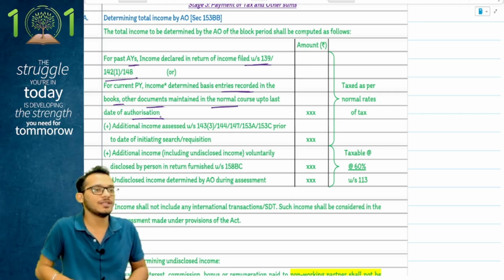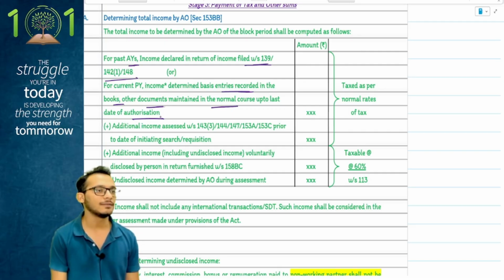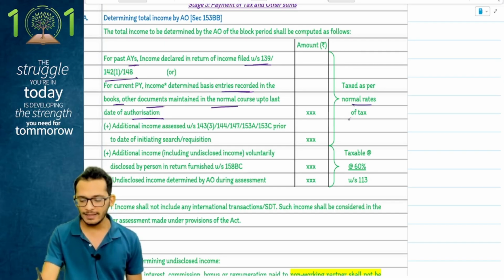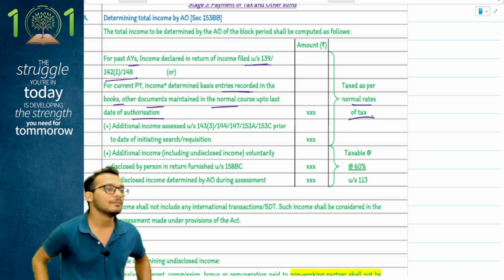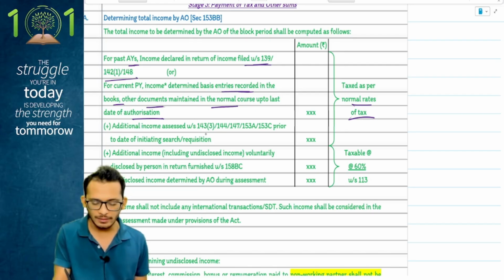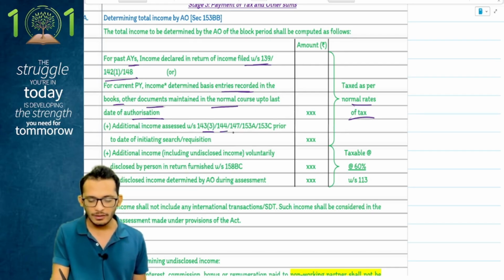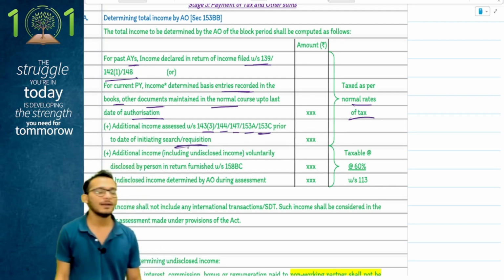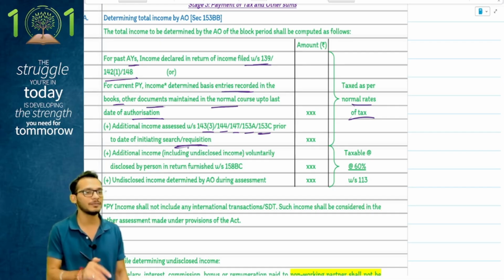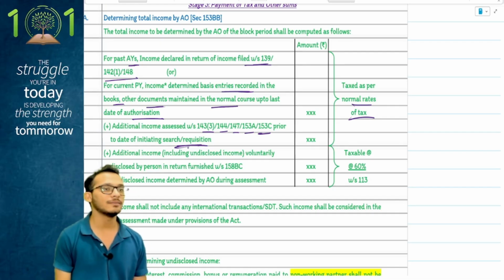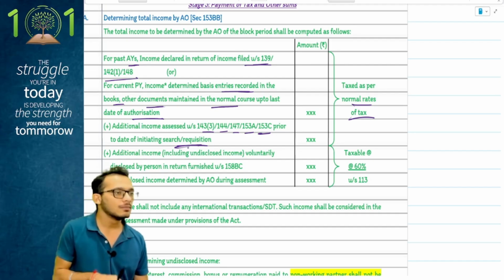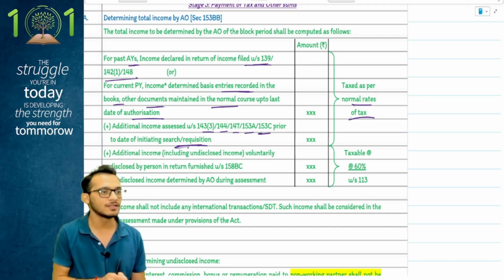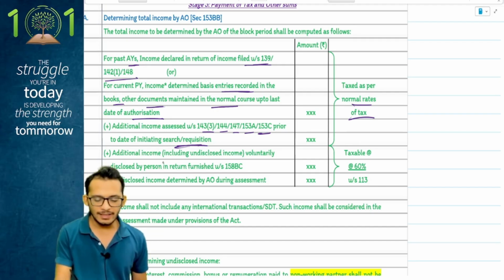People, both of these are legal incomes to be taxed at normal rates of tax. Agreed. Plus any additional income assessed during 143(3), 144, 147, 153A, 153C prior to the date of search. People, the assessing officer itself has made a disallowance during my original assessment, reassessment. Are all those undisclosed incomes? No, because it was not during search, it was before search. For that also, the tax rate will be the normal tax rate. Plus any additional income voluntarily disclosed by the return.